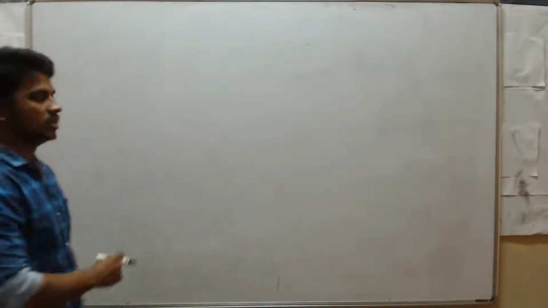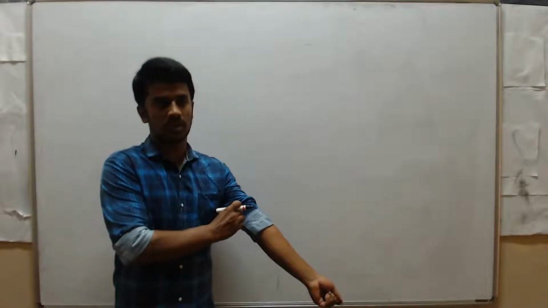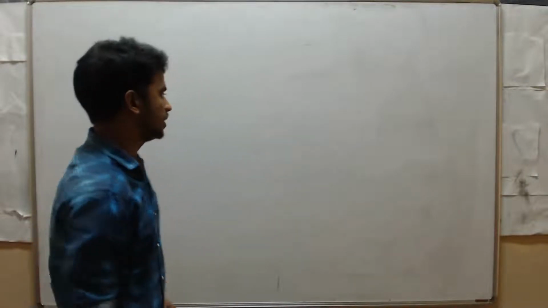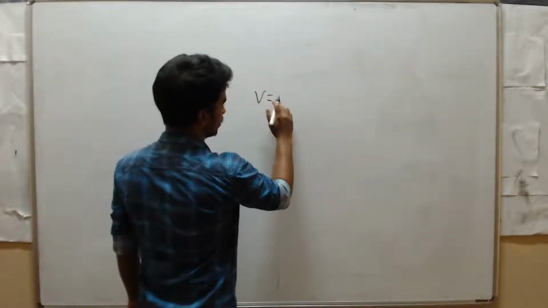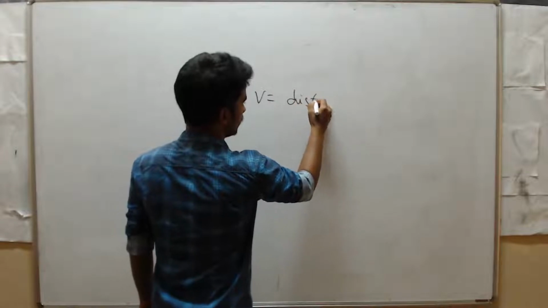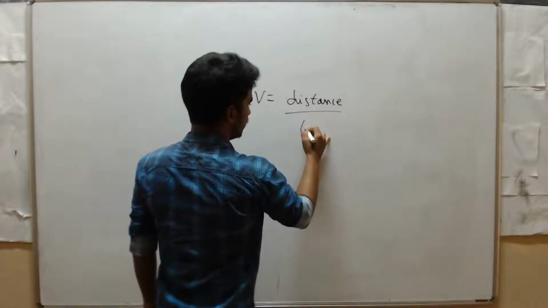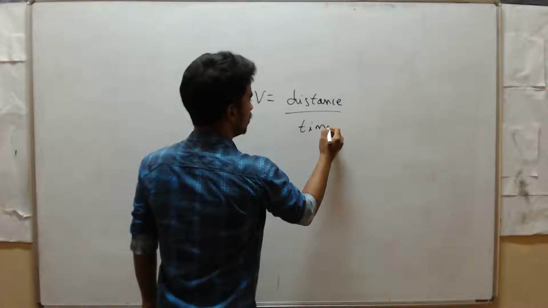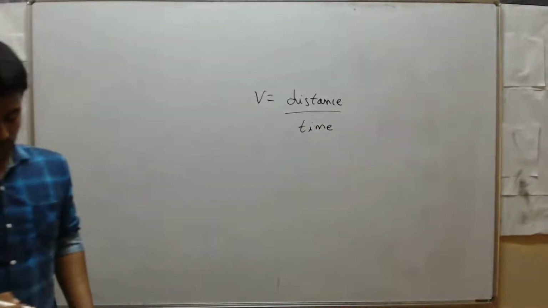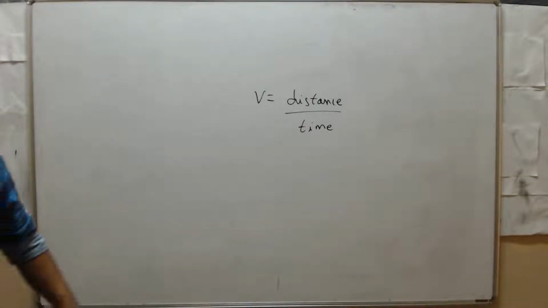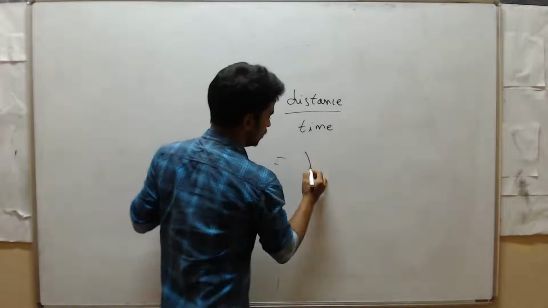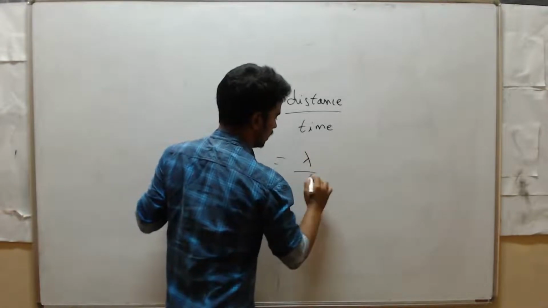Next we will move to the speed of sound. If you want to calculate the speed of sound, we know the formula: speed v equals distance by time. To calculate the speed of sound, we should measure the distance, and here the distance is lambda, the wavelength, divided by time.